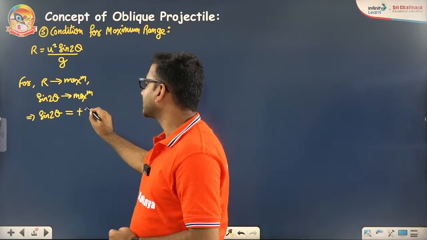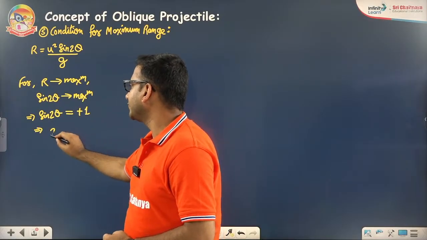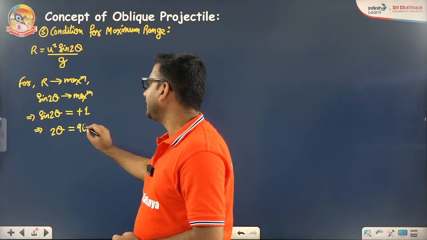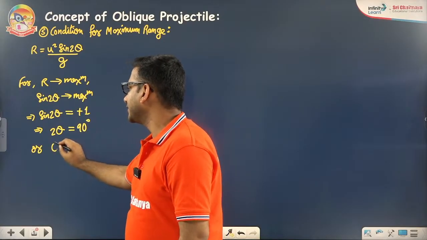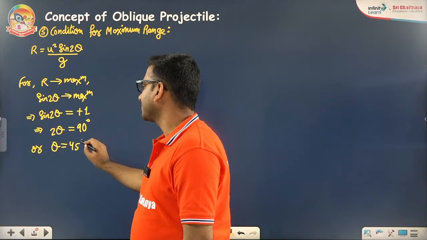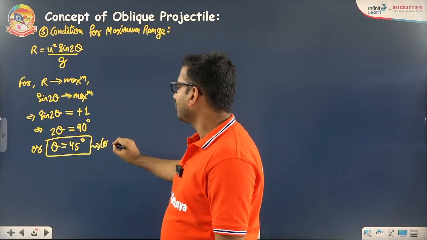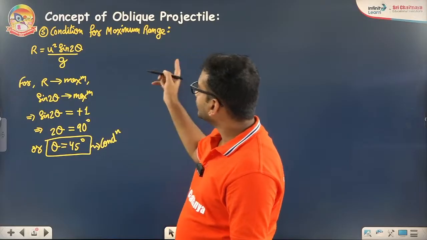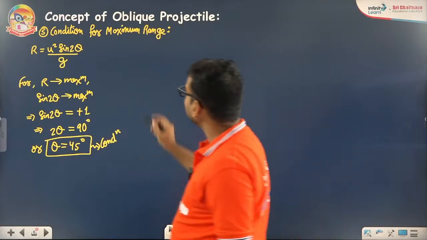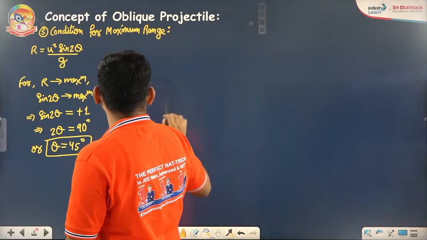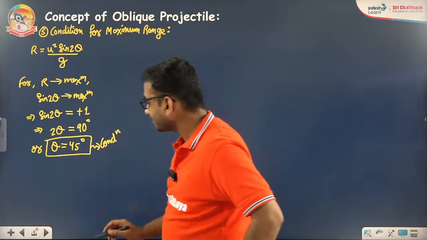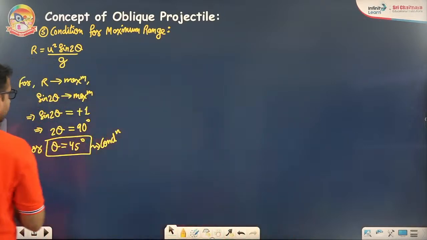Maximum value can be +1. It can happen only if 2 theta is 90 degrees, or theta is equal to 45 degrees. Theta is equal to 45 degrees. This is the condition. What I have written here is the condition for maximum range. So this is the condition which you are looking at. Condition for maximum range. What will be the maximum range, sir?